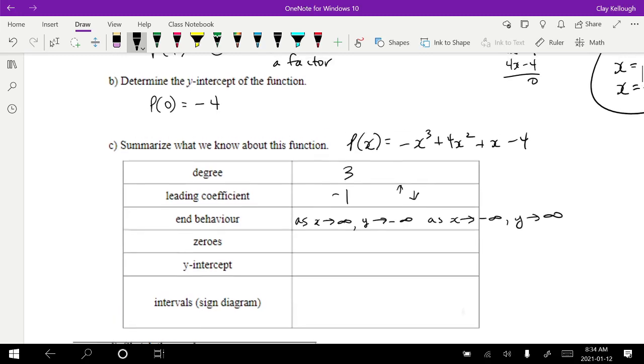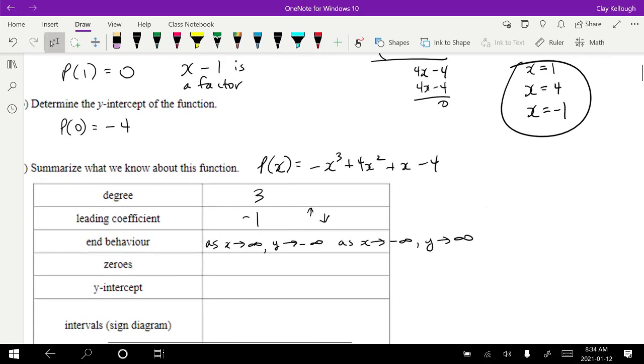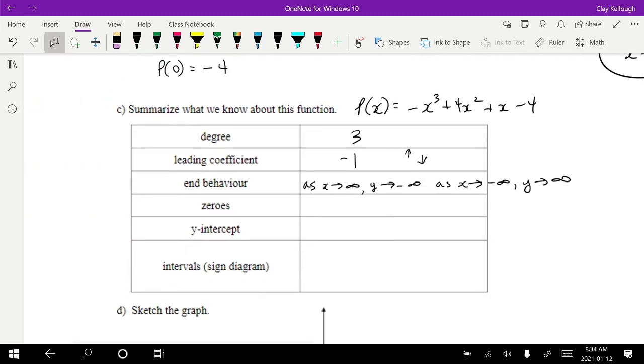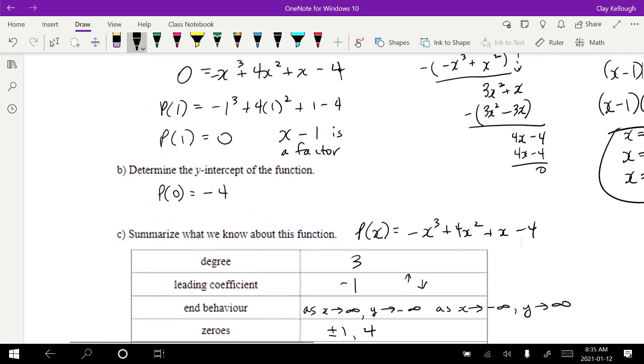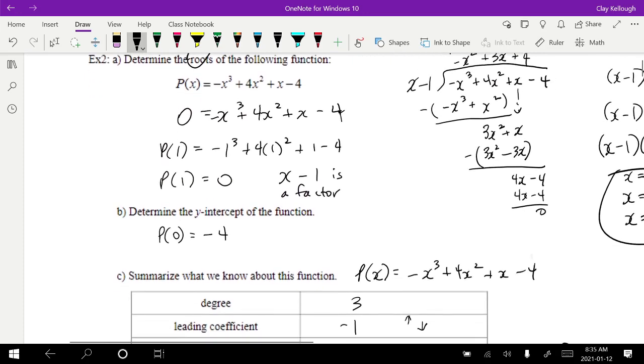My zeros, I just found them, my x-intercepts. That's how good my memory is. What were they again? 1, -1, and 4. So plus or minus 1 and 4 are my x-intercepts. My y-intercept is -4. And then I can make an interval diagram. And my interval diagram I can make by just factoring this thing.